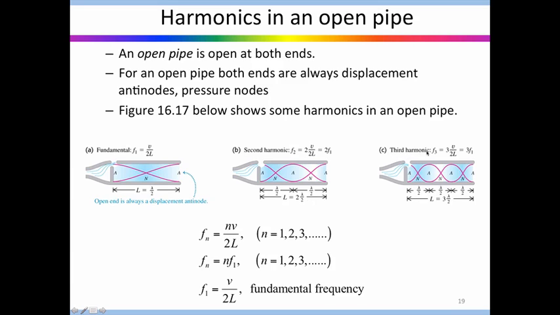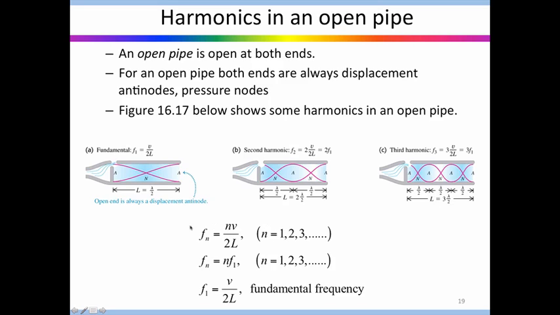When you go to the third harmonic, again the two open ends must be antinodes. You insert 2 antinodes in between, and you also insert nodes to separate them. So you have 3 nodes separating 4 antinodes, and from antinode to antinode is lambda over 2, from antinode to antinode is lambda over 2, and from antinode to antinode is lambda over 2. Therefore, the length of this pipe is equal to 3 times lambda over 2.